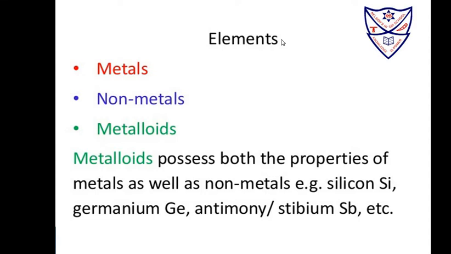Before metals and non-metals, it's all about the elements. They are divided into 3 terms, that is metals, non-metals and metalloids. Metalloids possess both the properties of metals as well as non-metals. Examples are silicon (Si), germanium (Ge), antimony (Sb) or stibium. So this is about the metalloids, which have both the properties of metal and non-metal.